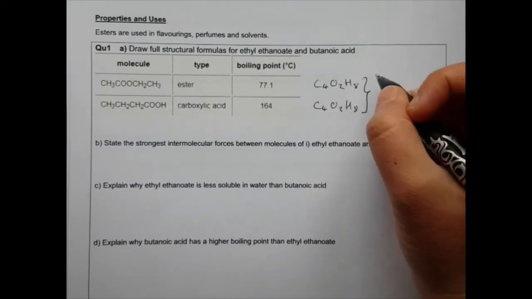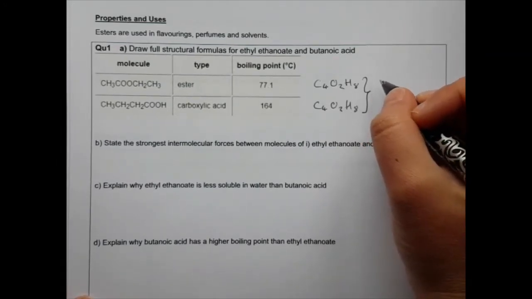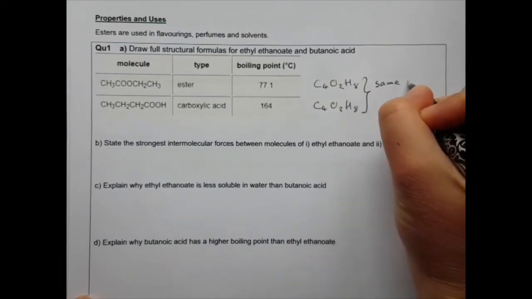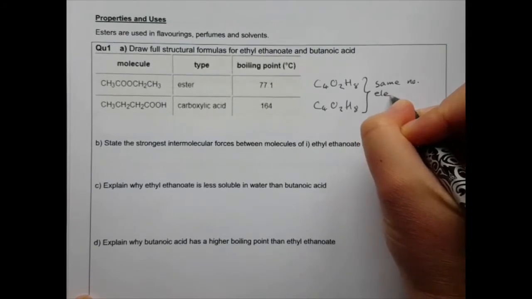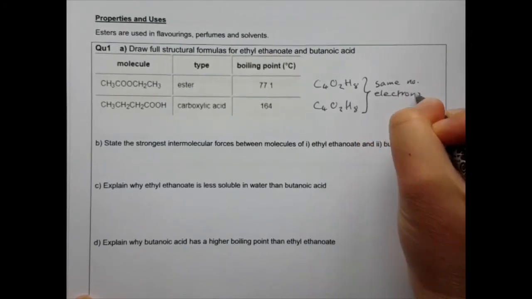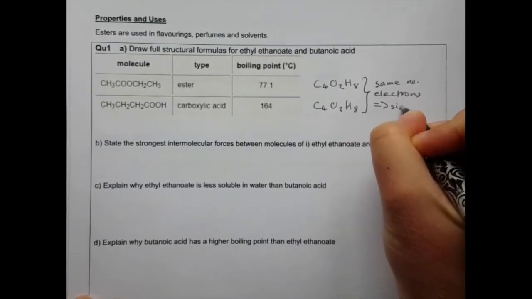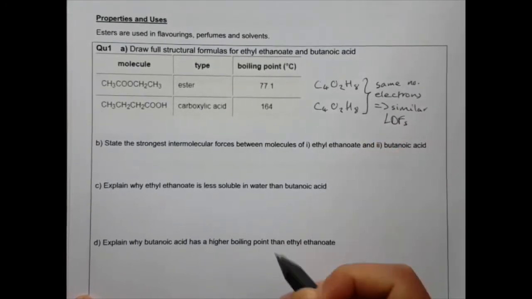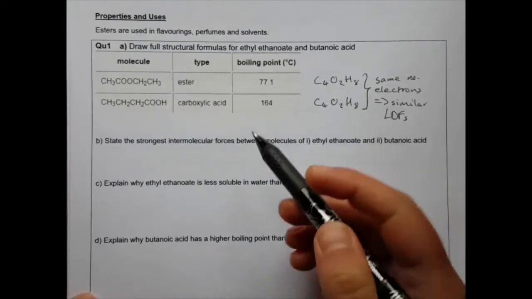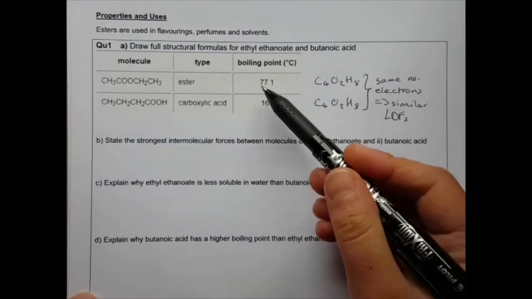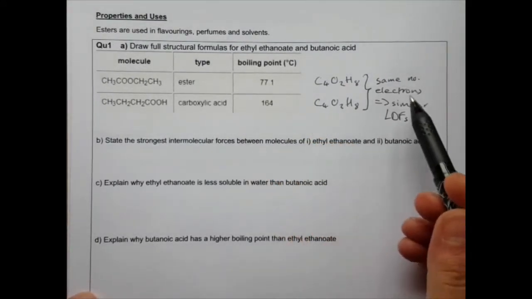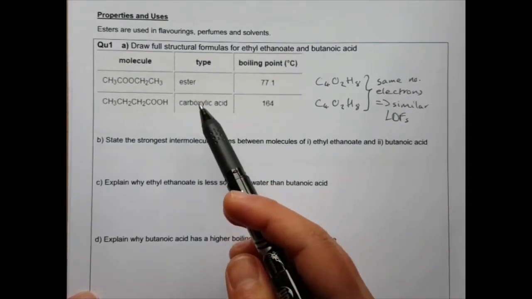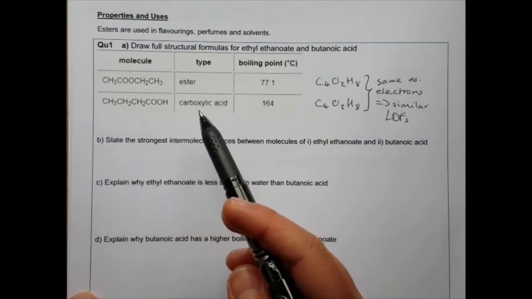Well, hopefully you're thinking, if they're isomers, if they've got the same number of each type of atom, that means they must have the same number of electrons, and therefore similar strength of London dispersion forces. So these questions are not going to be about LDFs because we're looking at a comparison between esters and carboxylic acids, not in relation to London dispersion forces because they just relate to the number of electrons, but we're looking at the ester link compared to the carboxyl group.